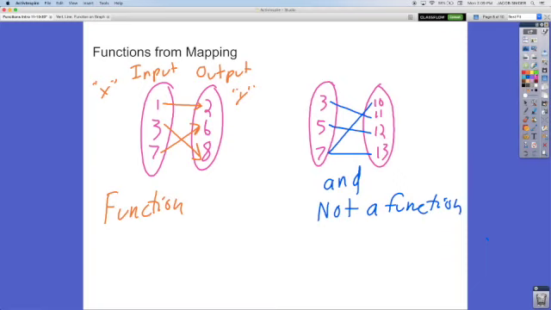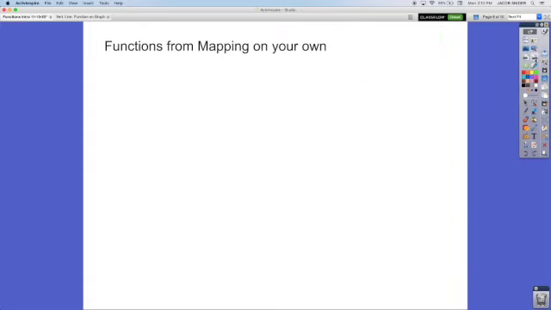And the other way that I can prove this to you is if I write these as ordered pairs. 3 goes to 11, 5 goes to 12, 7 goes to 13, and 7 also goes to 10. See how my x's repeat here? Repeat, repeat, not a function. Okay? Try this one out on your own. Here we go. Try these out.